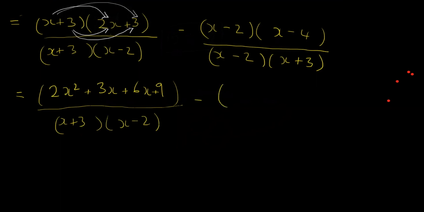Right, second bracket, please. X times x, please. X squared. X times minus 4. Minus 4x. Minus 2 times x. Minus 2x. It's minus 2x. Minus 2 times minus 4. Minus 8.